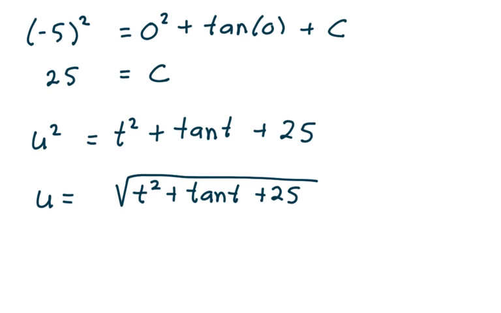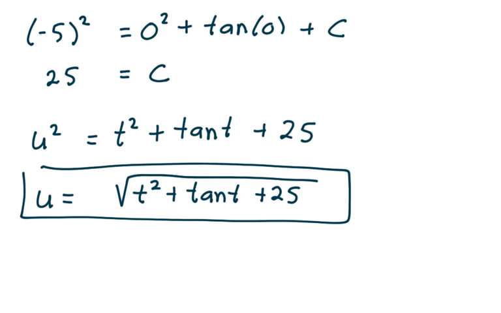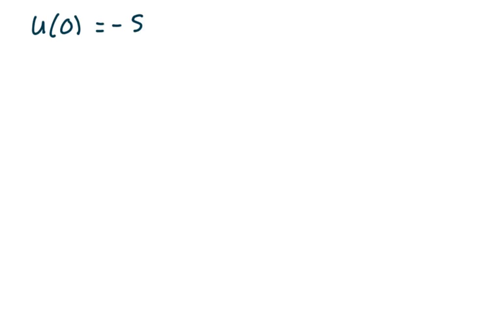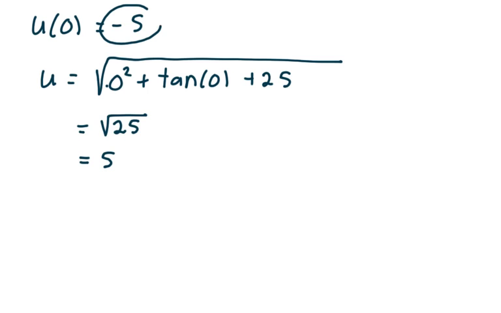But remember something. Remember that u of 0 is equal to negative 5. So let's see if this function satisfies that initial condition. So we're going to plug in 0. And we get the square root of 0 squared plus tangent of 0 plus 25. But this is the square root of 25. But if you recall, the square root of 25 is 5. That's not the same as negative 5.